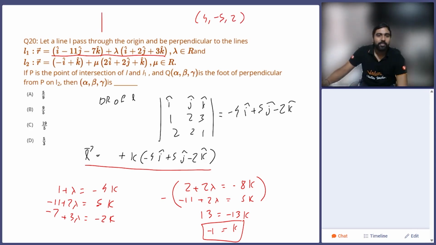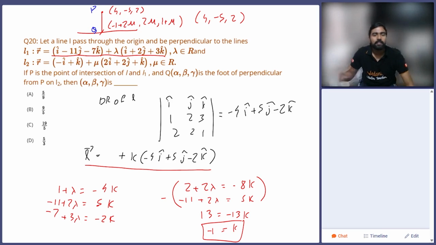And now I need to find the foot of perpendicular from this 4 comma minus 5 comma 2 on this line, which is L2 over here. I can assume a point on L2 as what? Minus 1 plus 2 mu, comma 2 mu, comma 1 plus mu. All that I need to do is find the direction ratio of this PQ, which is, what do I get? 5 minus 2 mu, then minus 5 minus 2 mu, and basically 1 minus mu. That PQ being perpendicular to the direction ratio of L2, which is 2, 2, 1.